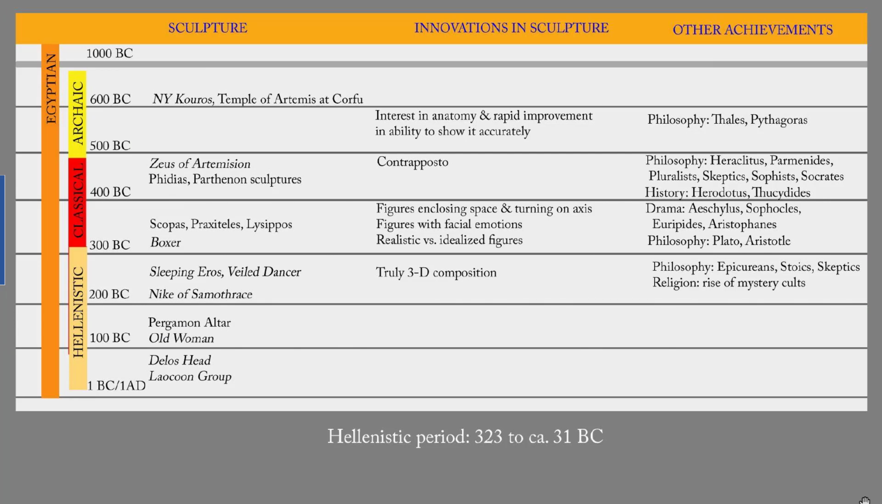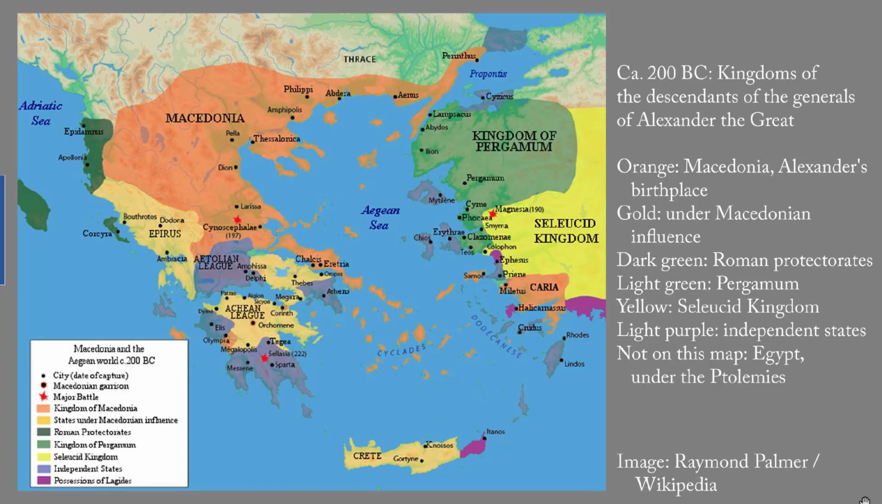The Hellenistic period covers from 323 BC, when Alexander the Great died, to 31 BC, when Augustus became the first Roman emperor. Location. After the death of Alexander the Great in 323 BC, the territory he had conquered was divided among the generals of his army.